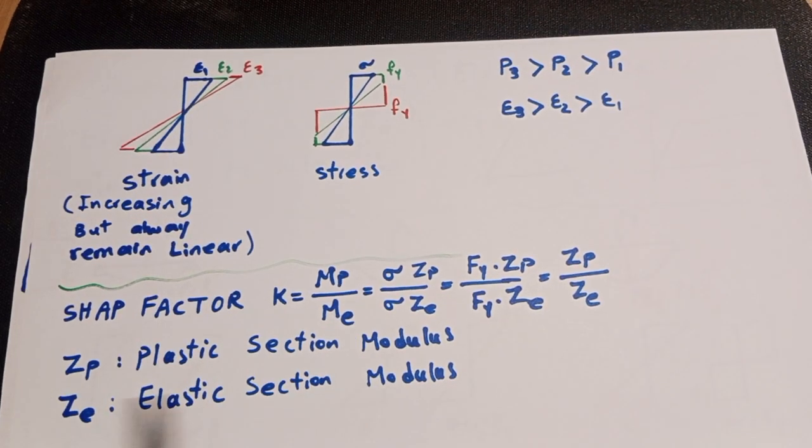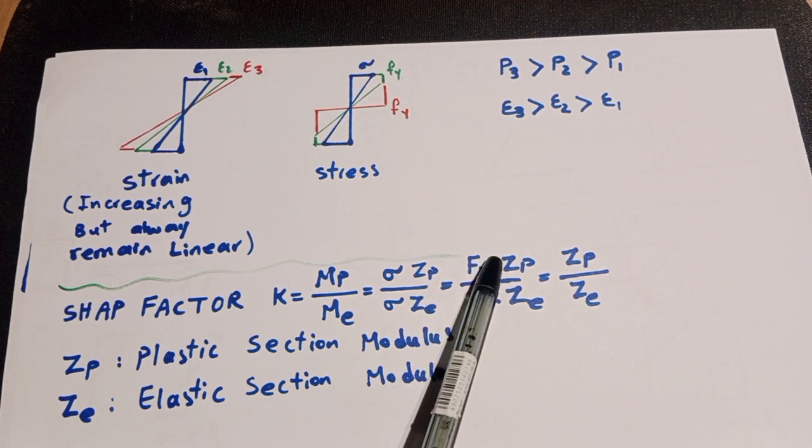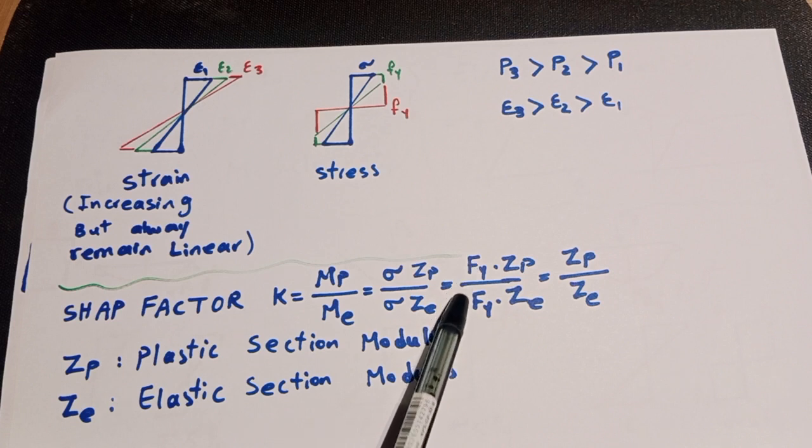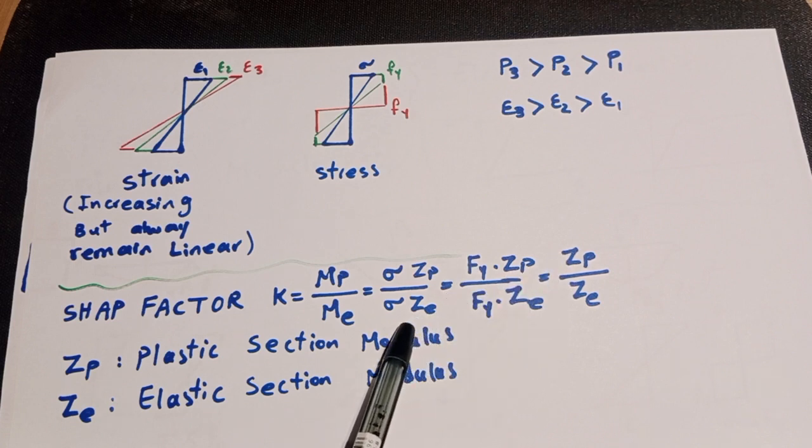So shape factor in strength of materials is the ratio of M plastic to M elastic, or the section capacity in the plastic range to the section capacity in the elastic range. We know from strength of materials that sigma Zp and sigma Ze are the definitions for Mp and Me, where sigma is Fy in the plastic range, and the same for the ultimate elastic range. So we can cancel Fy from top and bottom, and we have just Zp over Ze, or the section modulus in the plastic range to the section modulus in the elastic range, called the shape factor.